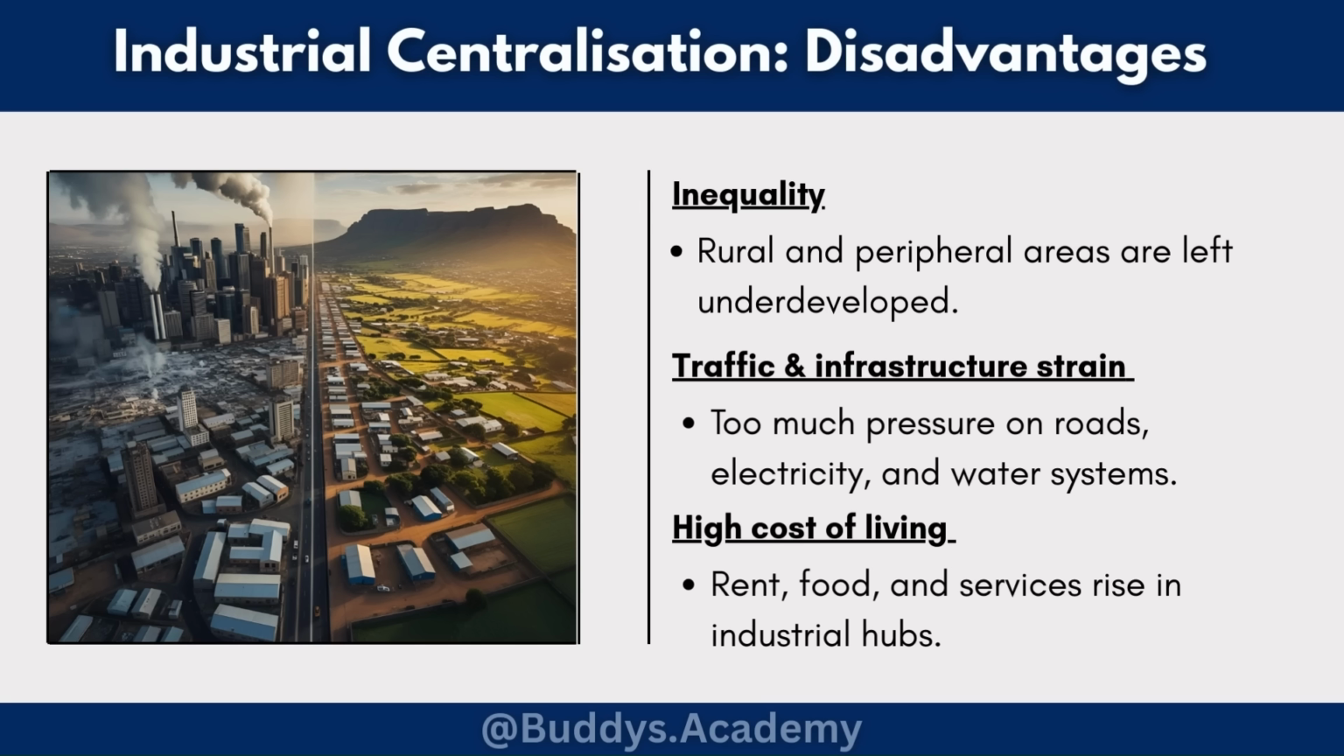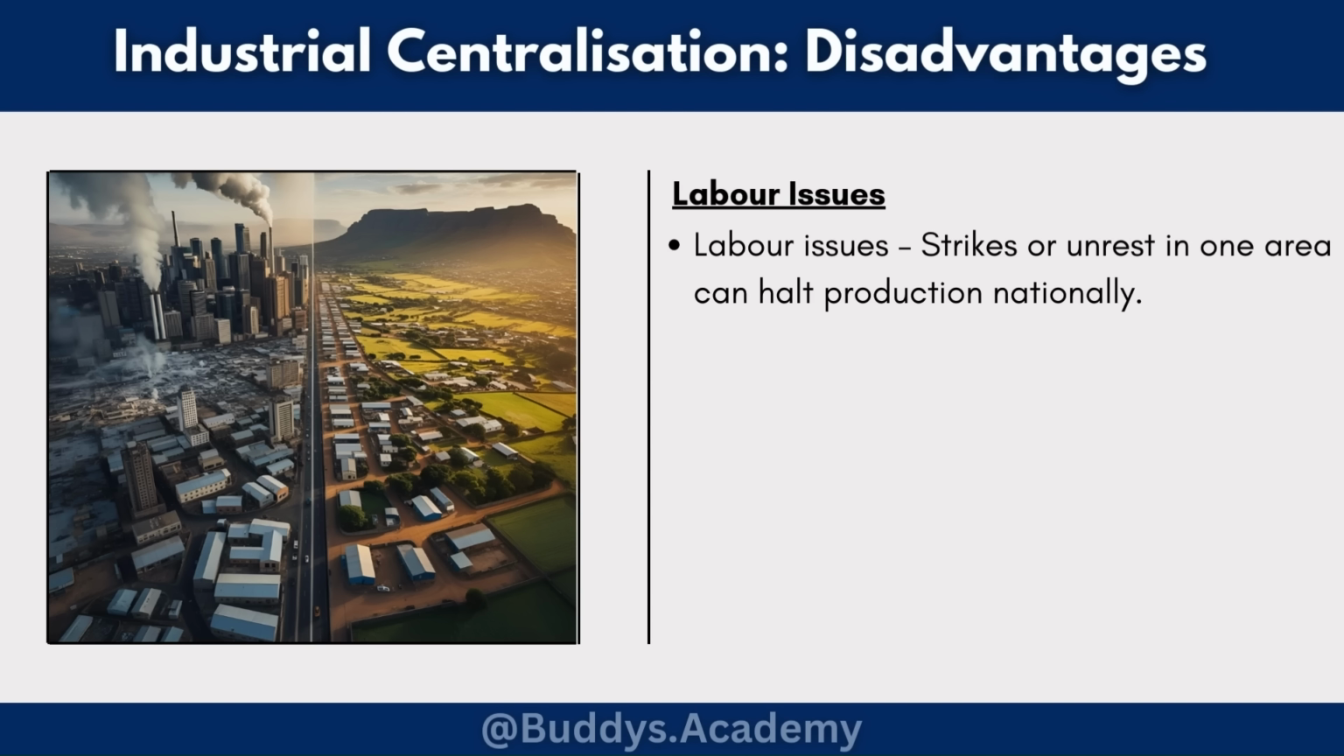You're going to have your traffic and infrastructure strain, so too much pressure on roads, electricity, and water systems. You're going to have a high cost of living, so that means your rent, your food, and services are all going to rise in industrial hubs. You're going to have labor issues, right? So strikes or unrest in one area can halt production nationally. And obviously, number 8 would be your uneven spread of wealth.